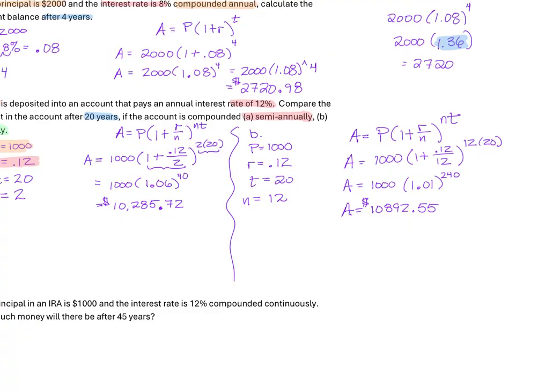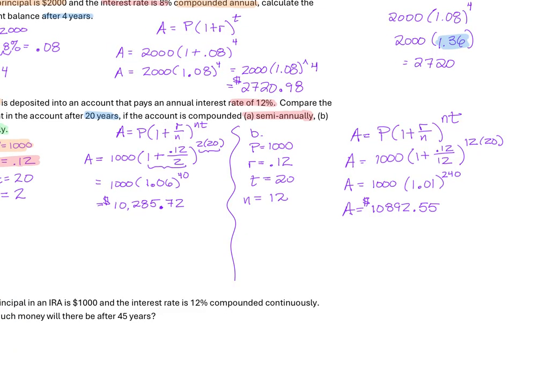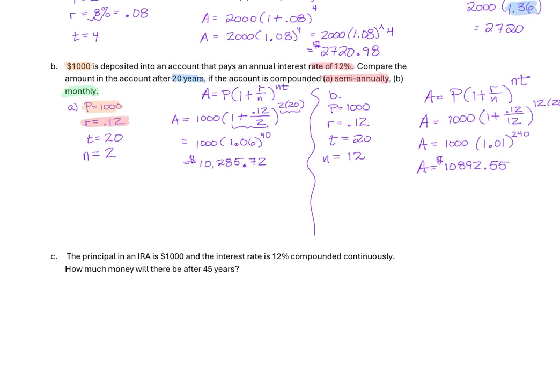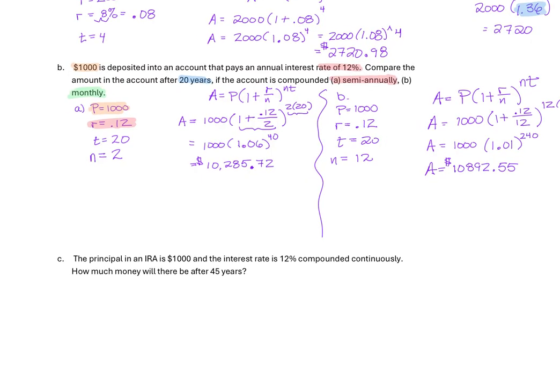And so notice here that we get about $600 extra just by increasing the number of compoundings. Okay, that is practice with our compound interest formula for compounding multiple times per year. The next one we're going to look at is compounded continuously.